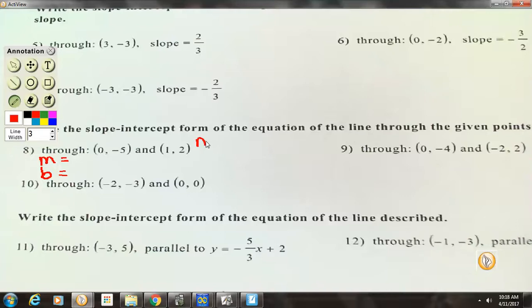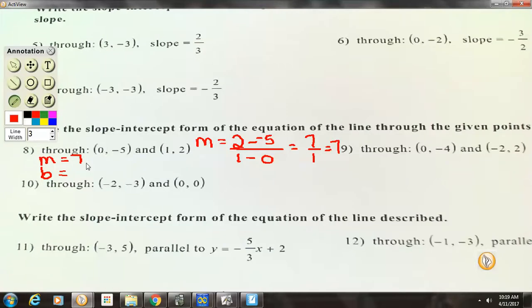Okay, so we don't have anything, M or B, so we need to use the slope formula to help us. So M equals, I'll do 2 minus a -5 over 1 minus 0. So what is 2 minus a -5? 7. And 1 minus 0 is 1. So my slope is 7.